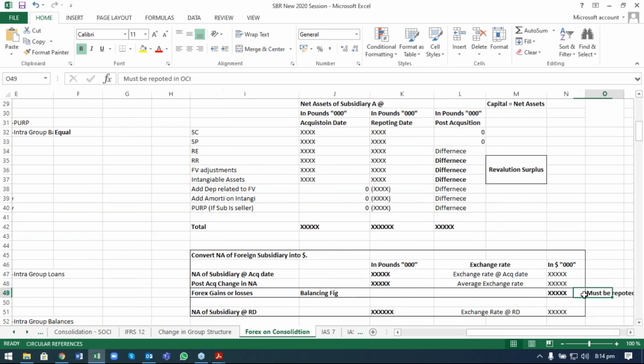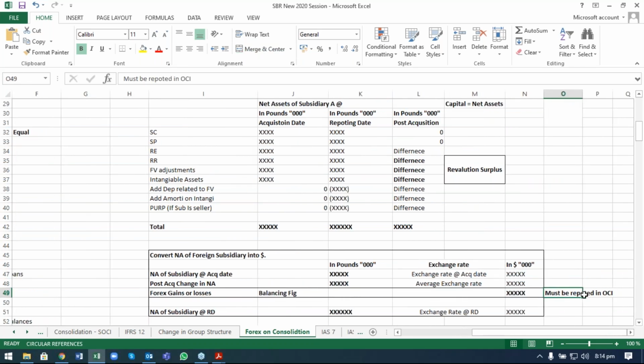These foreign exchange gains and losses must be reported in other comprehensive income. That's a conflict in IAS 21. IAS 21 said any foreign exchange gains and losses related to an individual transaction should be reported in the profit and loss account, while at the same point of time, IAS 21 said if there are any foreign exchange gains and losses that arise on consolidation, they should be reported in other comprehensive income. So we are going to update these in other comprehensive income.